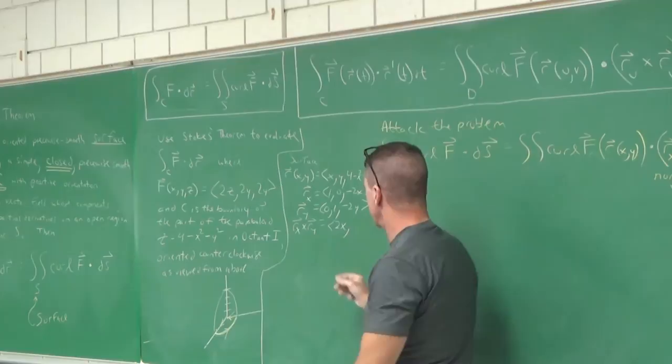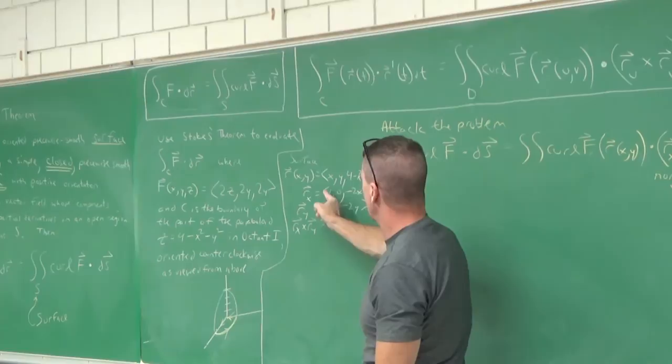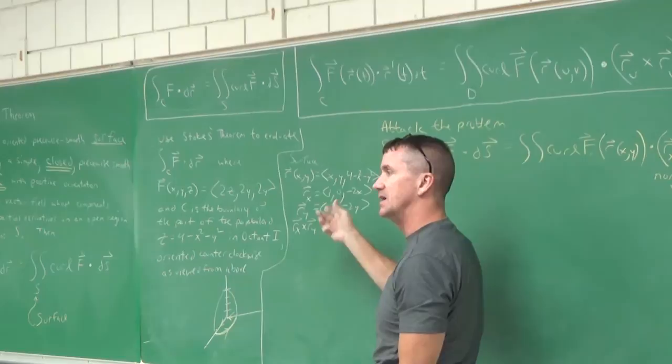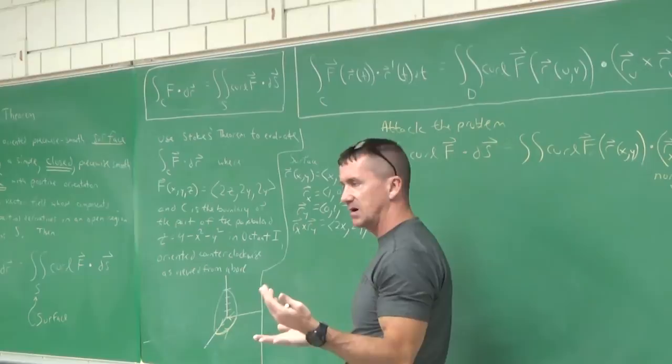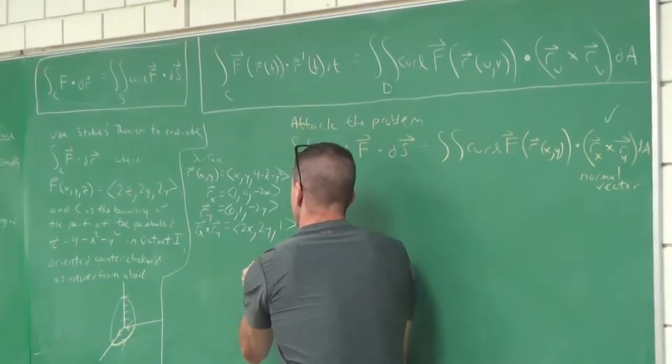What about the middle component? 1 times negative 1. We've got to put the negative down. Negative 1 times negative 2y is 2y, subtract 0. And what do you get for this last component? 1 times 1 minus 0 times 0, which is 1. Do you see how we're doing each cross product? Is that upward? Yes. Check. That's what we want.